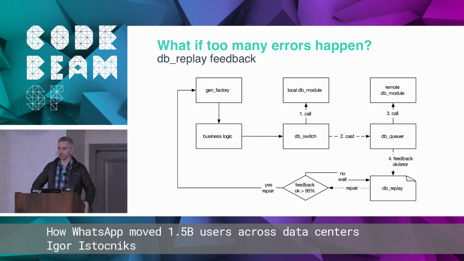To solve this problem, we introduced this concept of feedback. So now instead of sending just errors to the DB replay, we send everything, the results of all remote operations, whether it was OK or error. And then before doing a repair, we checked, OK, what is the current feedback success rate? If it's more than a good amount of percent, then we say, OK, it's fine. We can repair the key. If not, it's probably better to wait for now because something is not right. The remote DB is not accessible.